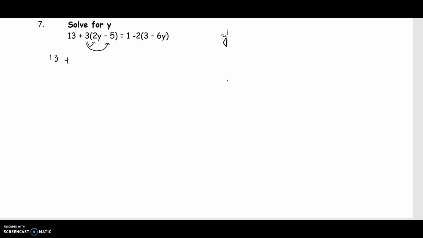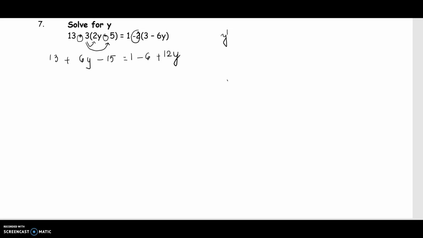So that's 3 times 2, which is 6y, plus times minus would be minus 5 times 3, 15, equals 1. Notice this is a negative 2, so negative 2 times 3 is negative 6. Negative 2 times negative 6 is positive 12, and there's a y.